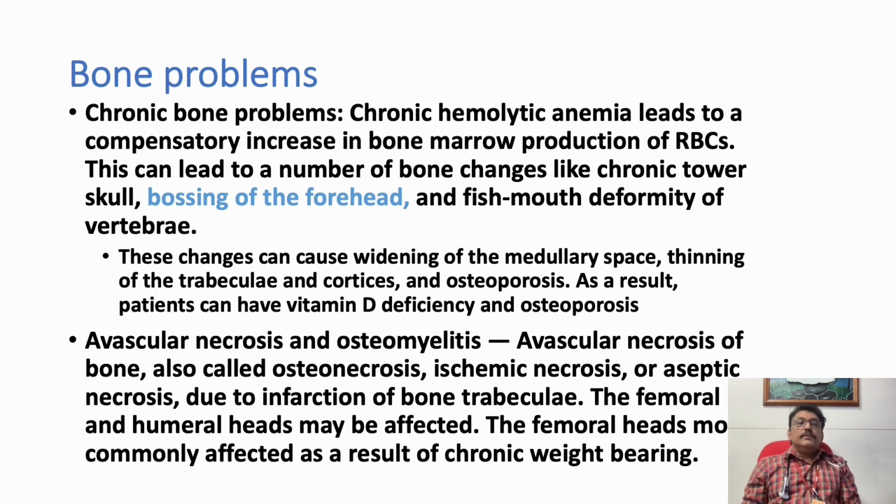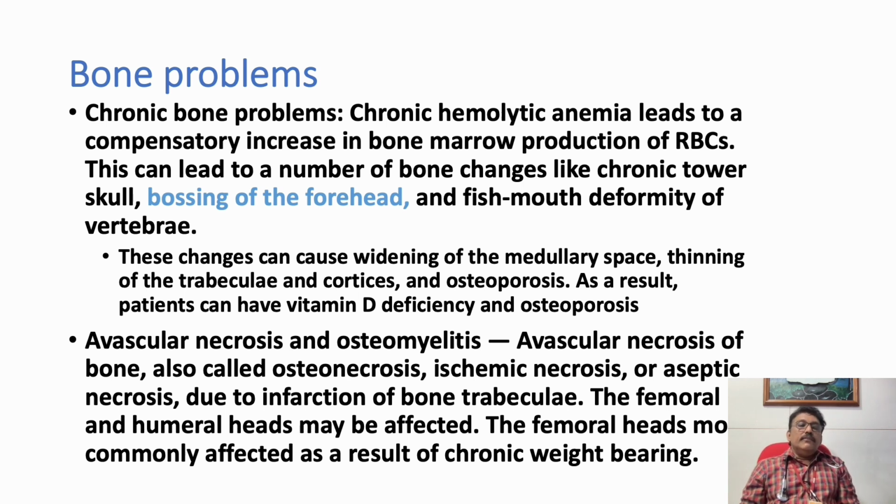Now, bone problems are very important. There are two important problems you can see. One is the changes due to exaggerated production of RBCs. So mainly the bones can be enlarged. That may lead to tower skull, bossing of the forehead, fish mouth deformity of the vertebrae. These are some important changes you can see in patients who have increased production of RBC from the bone marrow.